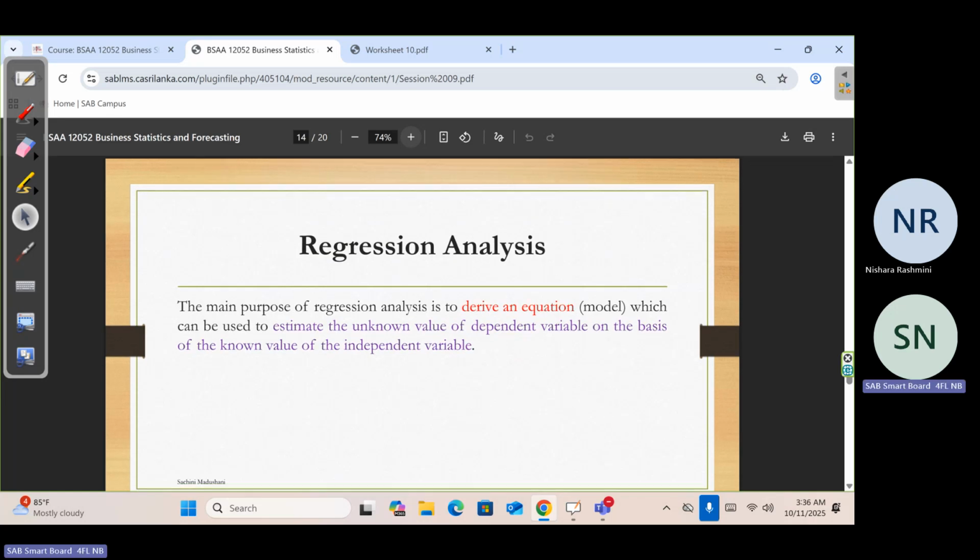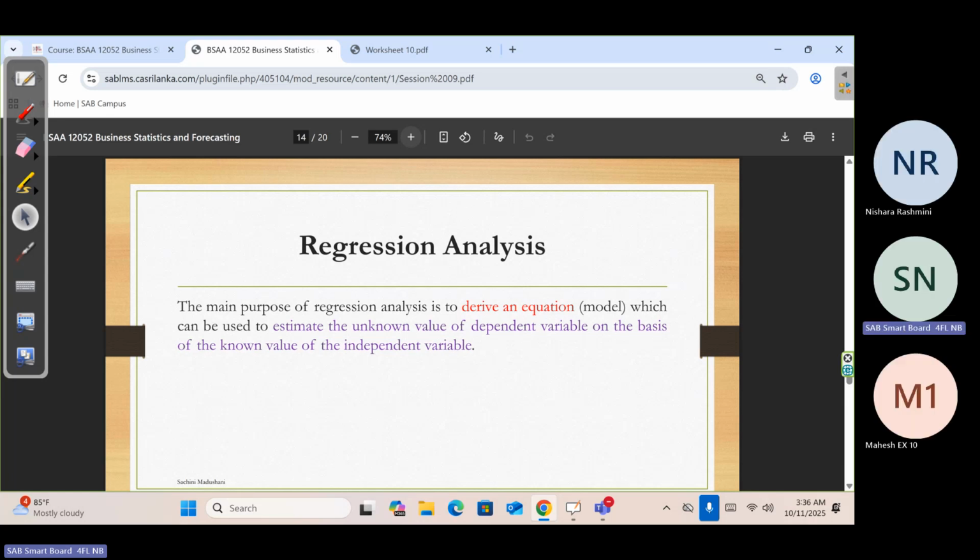Then we finish the correlation analysis. Using this technique, only we can identify the strength of the linear relationship. Okay. Then second technique is regression analysis. The purpose or objective of the regression analysis, here we derive the equation. It means mathematical model to express the linear relationship between independent and the dependent variable.